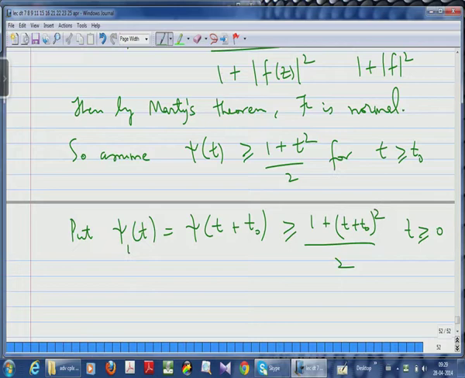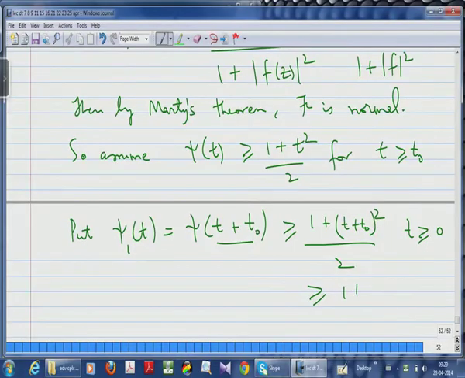Okay. So mind you, psi of t is greater than or equal to (1 + t squared)/2 provided t is greater than t naught. So I need t plus t naught greater than t naught, and that is the same as t greater than or equal to 0. Okay, so I will get this, but then of course this is greater than or equal to (1 + t squared)/2.